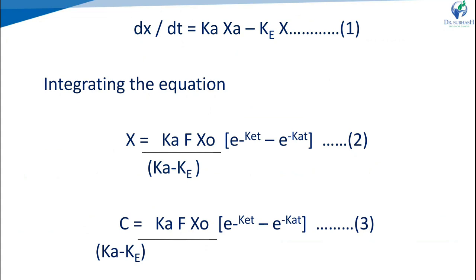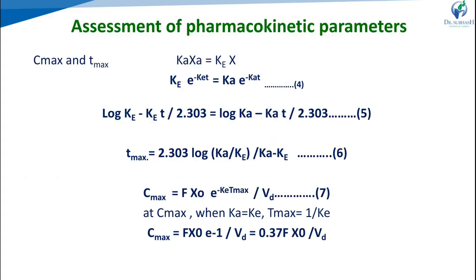Finding the amount of drug in the body is difficult, so we convert using X = Vd into C. Transforming into concentration terms, the equation becomes C = KaFX0 divided by Vd (Ka minus Ke), into e raised to minus Ket minus e raised to minus Kat. F represents the fraction of drug absorbed systemically after the extravascular administration.